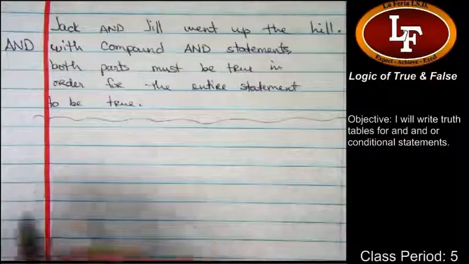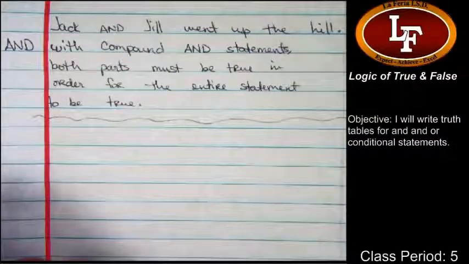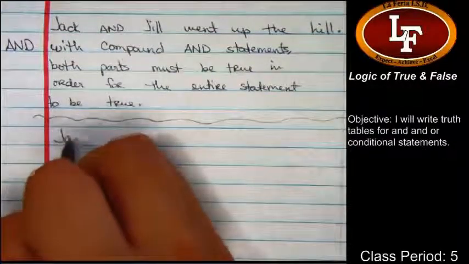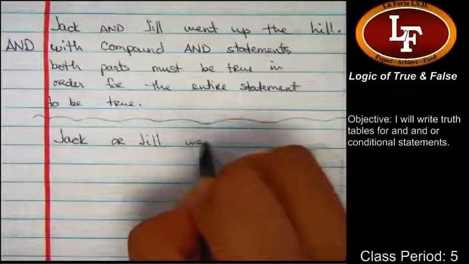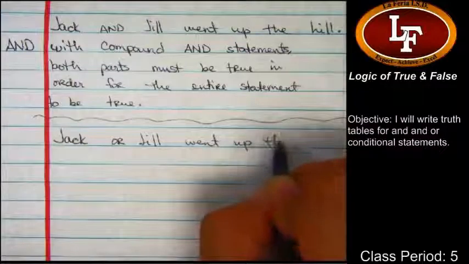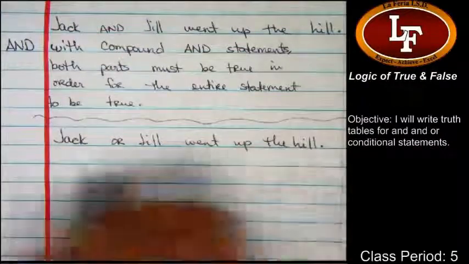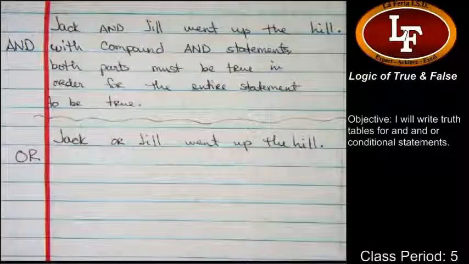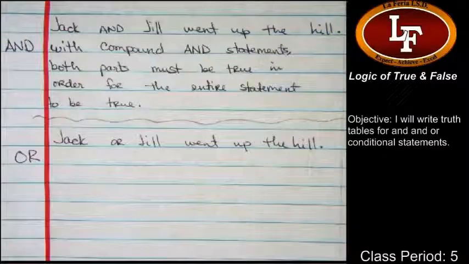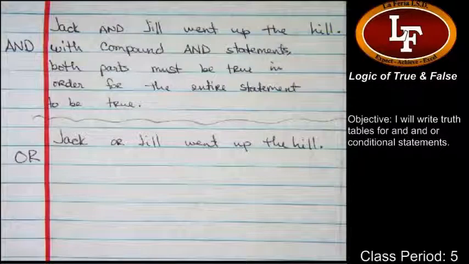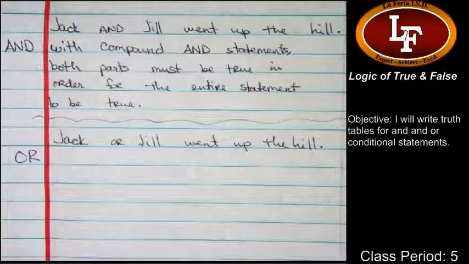All right, I'm going to change the sentence. Jack or Jill went up the hill. In order for this statement to be true, what needs to happen? Okay. Either one of them. Or both. You're right, both could go up the hill, that makes it true.